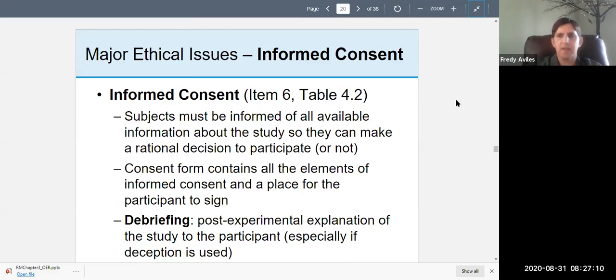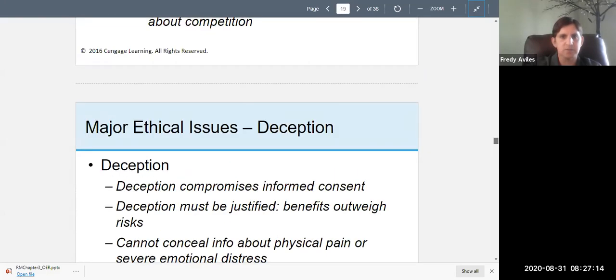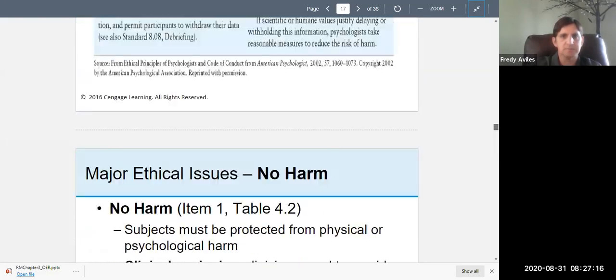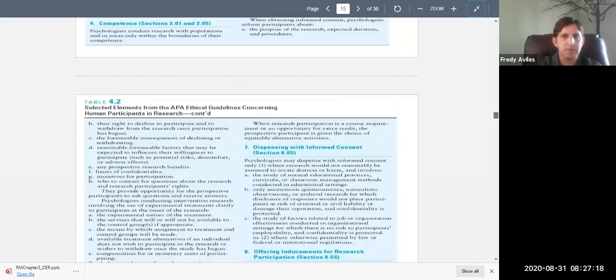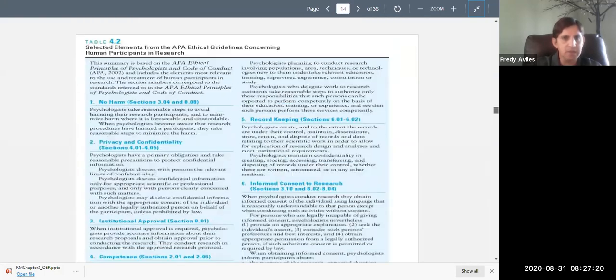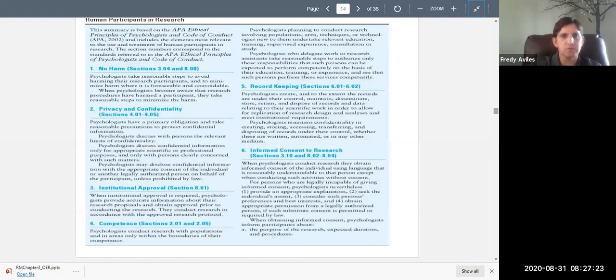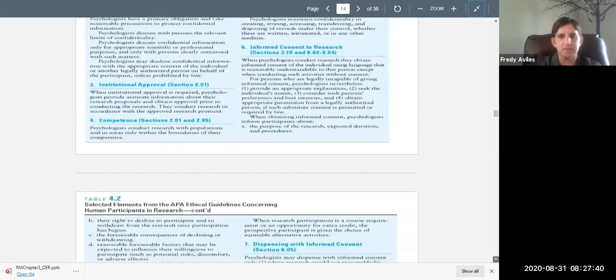Just to review a little bit, because we're basically right in the middle here. Remember, there's all these guidelines. We have these tables here. You're not allowed to do harm, privacy, confidentiality. You need institutional approval. You need competent researchers doing the actual work. Records need to be kept safe, and there's guidelines about confidentiality. Informed consent, which is a big one. We're going to talk about that in detail.